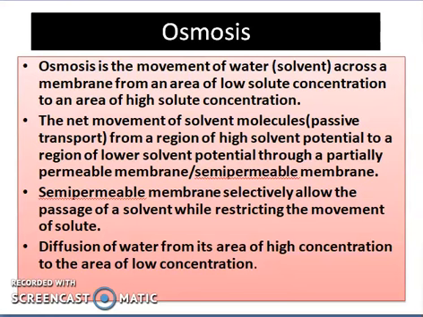Osmosis is taking place through a semi-permeable membrane or a permeable membrane. A semi-permeable membrane selectively allows the passage of solvent while restricting the movement of some of the solutes. And the plasma membrane of a cell is selectively permeable, not semi-permeable. Why are they not semi-permeable? Because they allow the movement of solvent, water, as well as solutes. The selective permeability is due to the presence of the barrier of the lipid bilayer and the specific transport proteins.